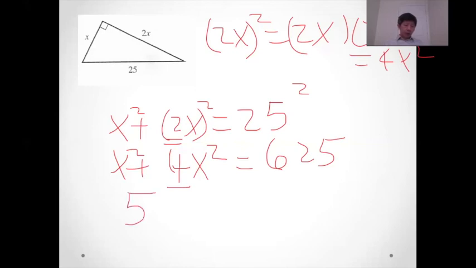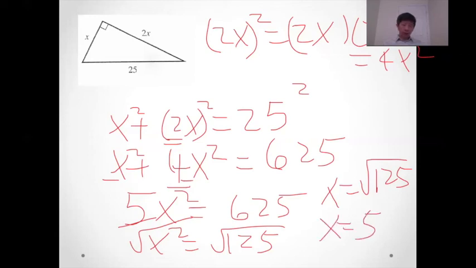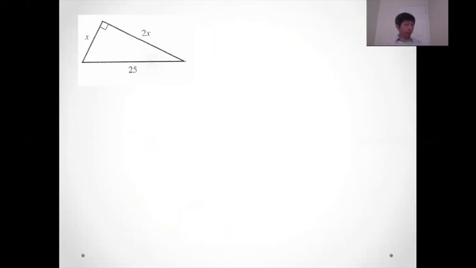So we have 5x squared when we combine the like terms. So we have 625, right? And then x squared is equal to 125, dividing by 5 for both. So next we take a square root for both. X actually is square root of 125, right? And then x is equal to 5 root 5. Simplify this. Always simplify, okay?